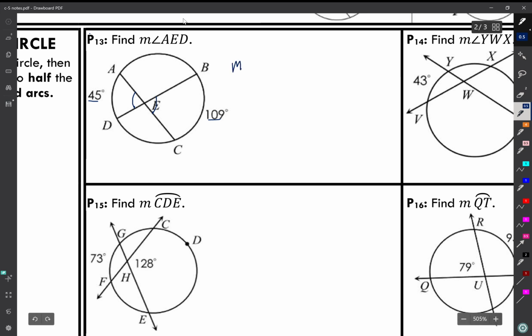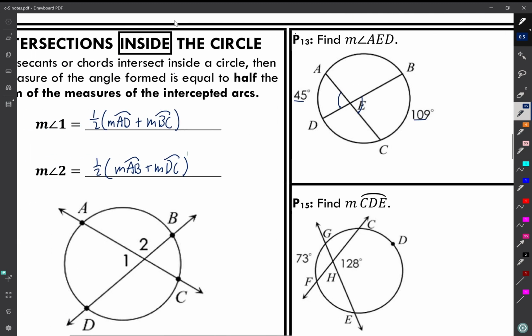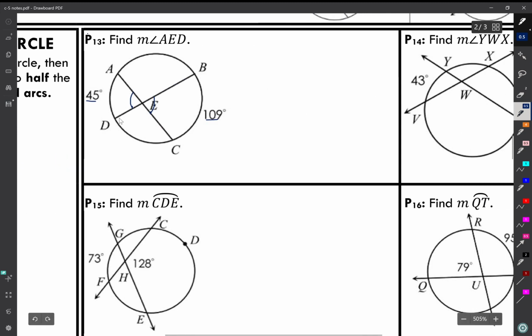Actually, let's do it like this first, and then we'll show you a different way you can think about it. Our formula tells us that all we're doing is adding up its two intercepted arcs and dividing by 2. So first I'm going to add those two arcs up: 45 plus 109 is 154. Then we take 154 divided by 2, which is equal to 77 degrees. So the measure of angle AED is equal to 77 degrees.